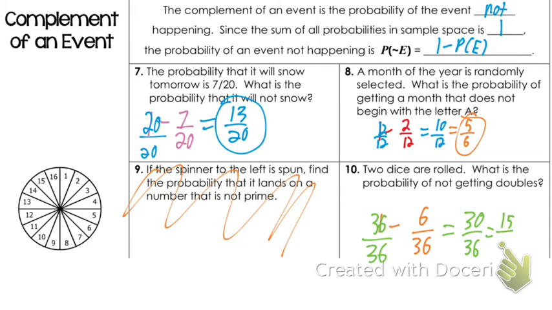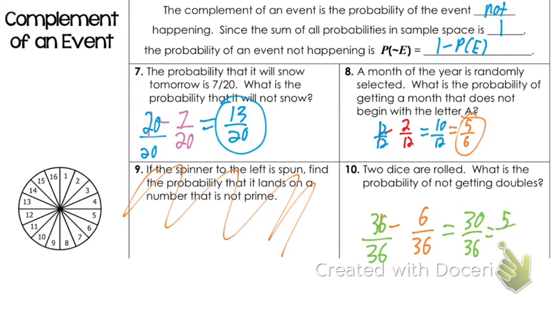15 can't simplify into 36. It could go to 15 over 18. But could we simplify it even more? Yeah. What goes into 30 and 36 that's big? Bigger than 2. Bigger than 3. Something even bigger than 3. 6. How many times is 6 going into 30? 5.